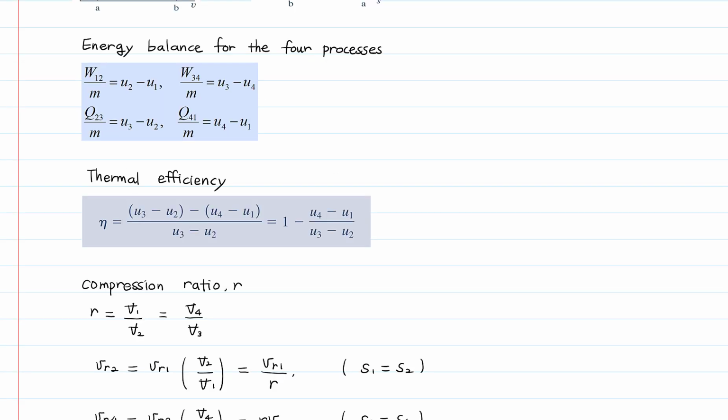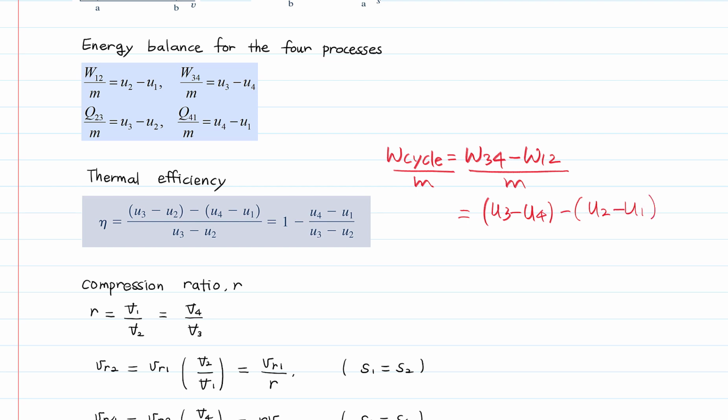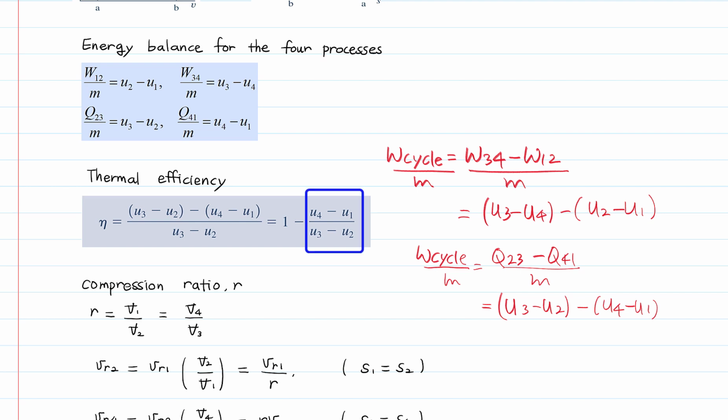So net work of the cycle is work produced minus work consumed. So this is U3 minus U4, minus U2 minus U1. Or the net work of the cycle can be expressed as the net heat added to the system. Both give us the same result. The thermal efficiency is the ratio of the net work of the cycle to the heat added. It is expressed in terms of the specific internal energy in 4 states of the cycle.